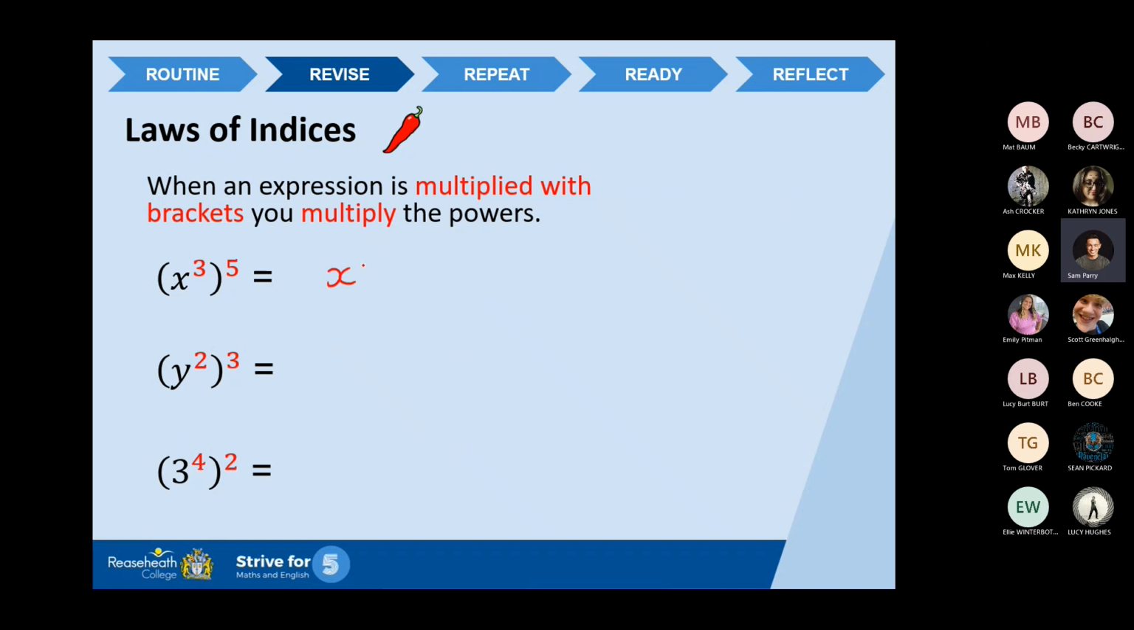So x to the power of 15. Y to the power of 6. I'm timesing the two numbers together. 3 to the power of 8. So when an expression is multiplied with brackets, you multiply the powers. Okay? Give you a moment just to copy those down as well.